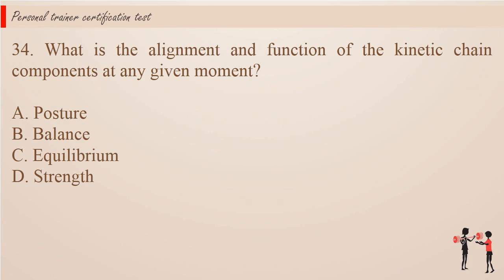Question 34. What is the alignment and function of the kinetic chain components at any given moment? A. Posture. B. Balance. C. Equilibrium. D. Strength.